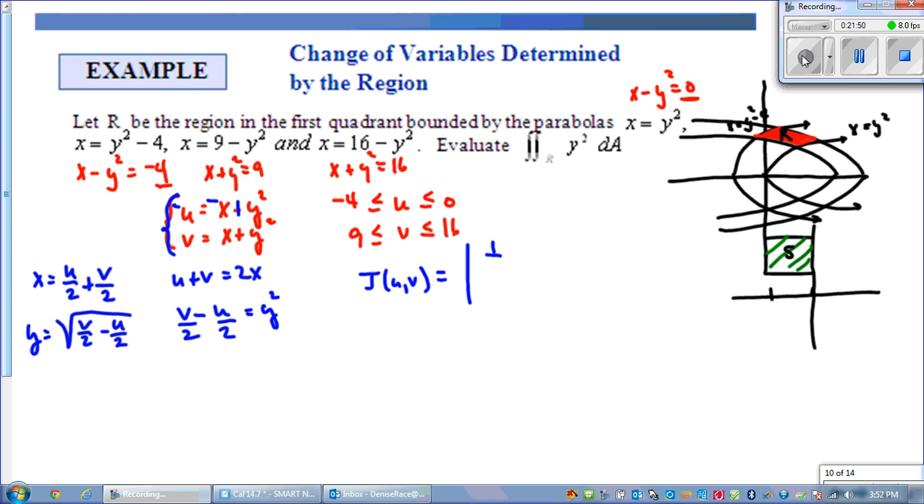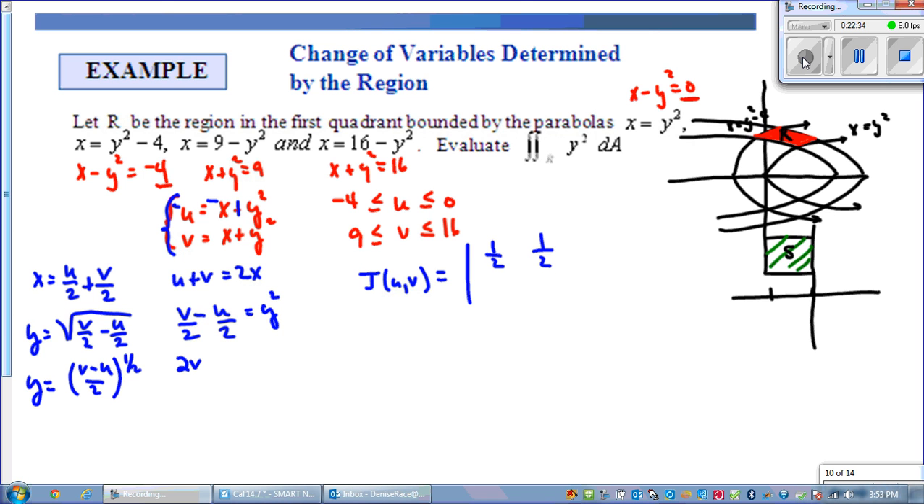The partial of x with respect to u is 1/2. The partial of x with respect to v is 1/2. Now the partials of y with respect to u and v will be a little more difficult. Let's write this as the square root of (v minus u over 2). Let me just rewrite those with the 1/2 power. So I'm just going to write this as (v minus u over 2) to the 1/2.